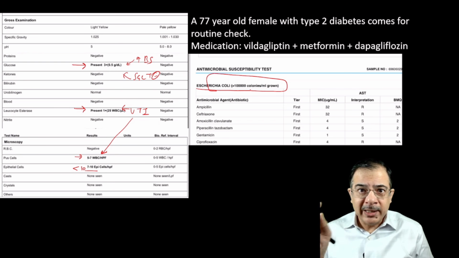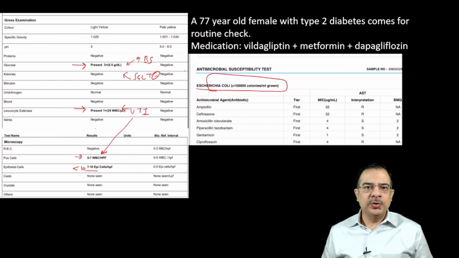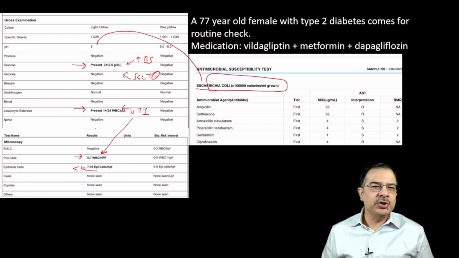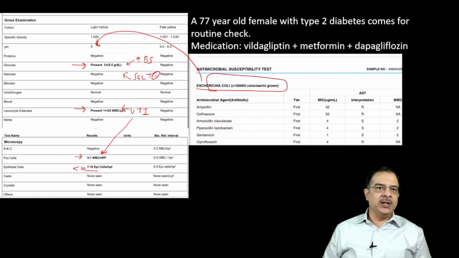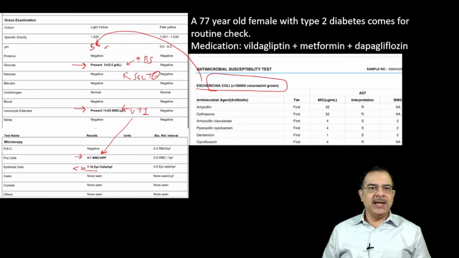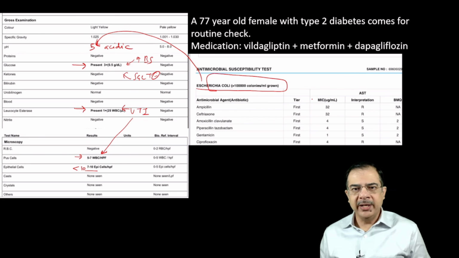Now recall back, in E. coli, what was the urine pH? So in E. coli, urine pH should be on the lower side. So the urine pH here is 5. So it is acidic urine pH. Acidic urine pH.